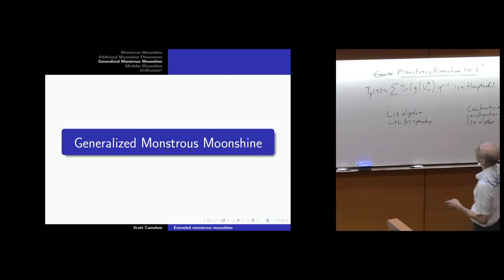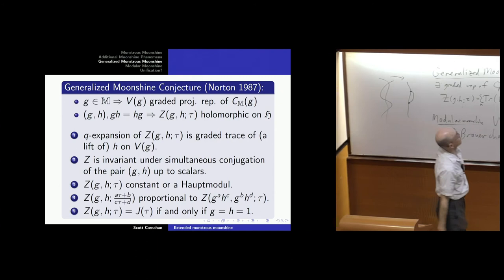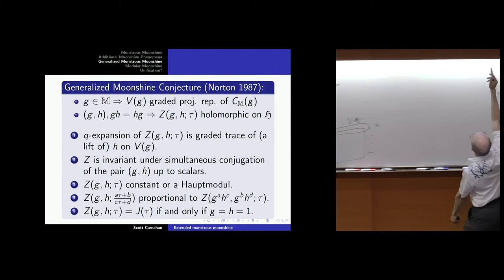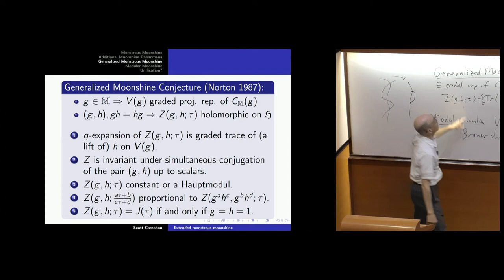So generalized moonshine, the full conjecture, is the following. It doesn't talk about elements of prime order. It talks about all possible elements. It says for any element in the monster, you can get some graded projective representation of the centralizer. And it says for any commuting pair of elements, we will get a holomorphic function on the upper half plane.